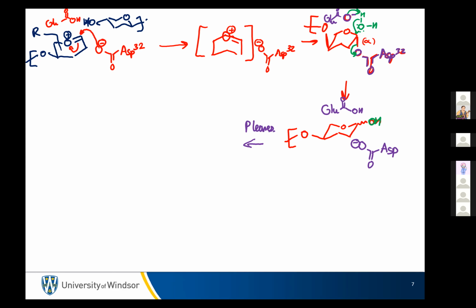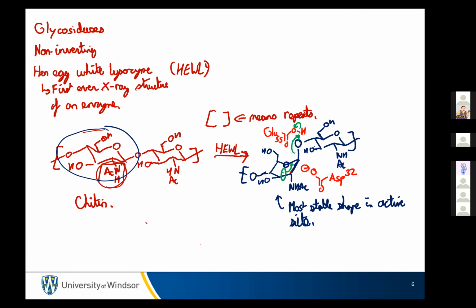So here we had sort of a three-step process for this. And notice that we did this kind of double SN2. It wasn't an SN2 though, it was SN1 followed by an SN2, but the SN1 wasn't a free SN1. What do I mean by that?